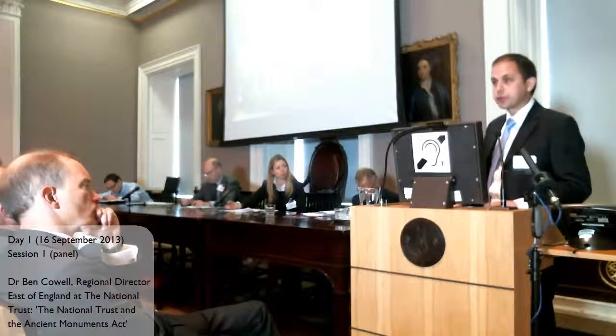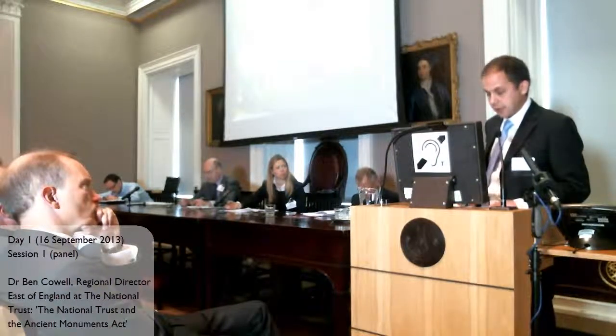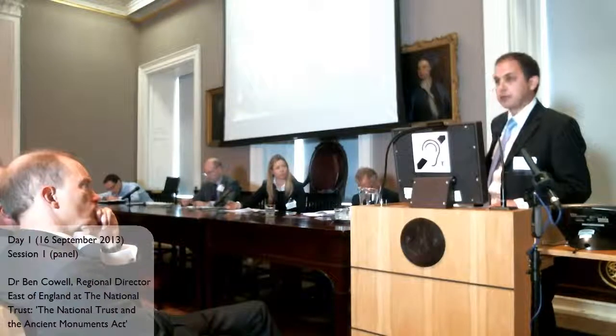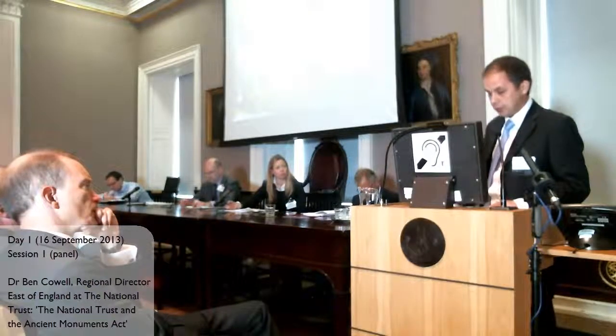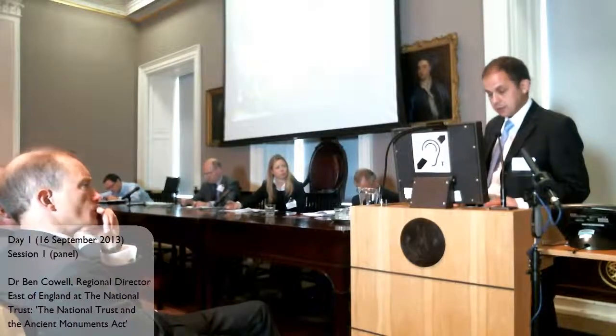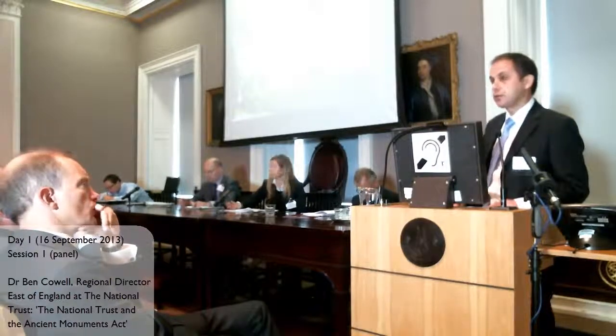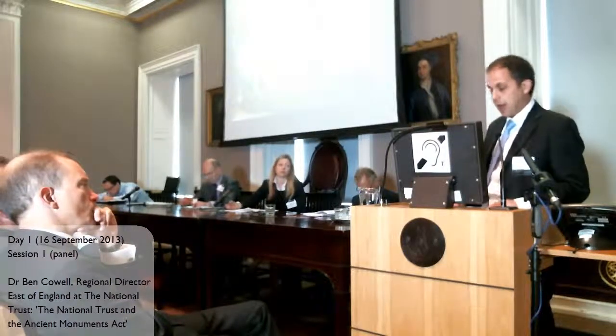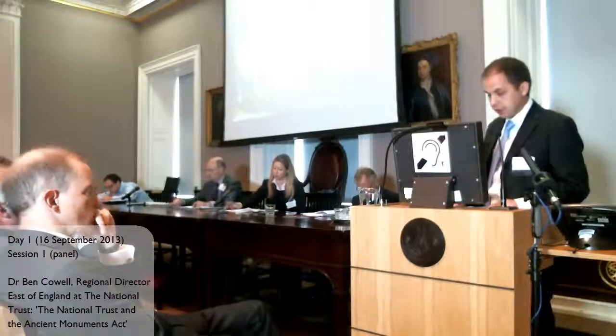But it would be wrong to assume that the Trust in its early years was exclusively concerned with open spaces, even if that was often the main topic of discussion. Buildings featured among the earliest acquisitions of the National Trust, places like Alfriston Clergy House and Tintagel Post Office.